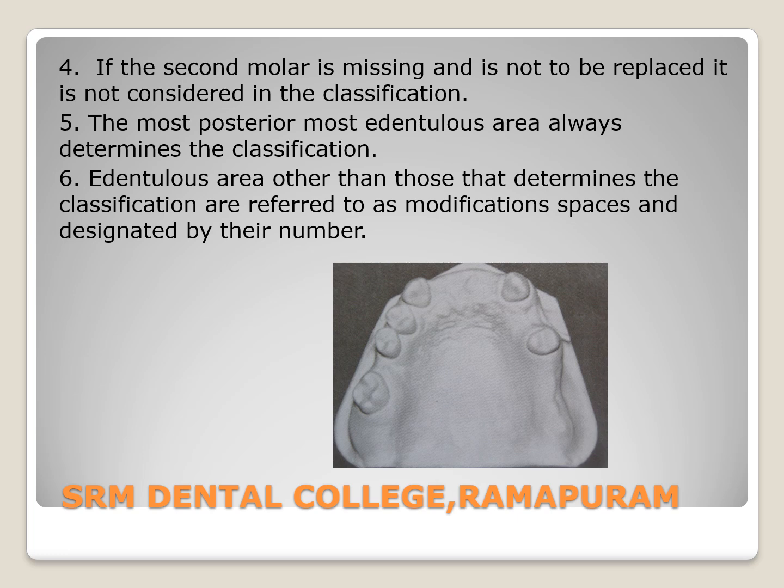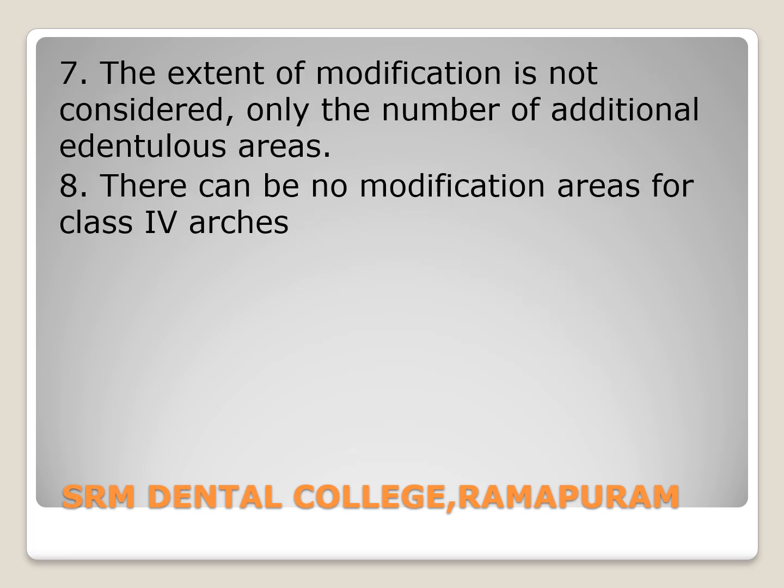Okay? Rule 6 states that edentulous areas other than those that determine the classification are termed modification spaces and are designated by their number. Rule number 7 states that the extent of modification is not considered, only the additional number of edentulous areas. And rule 8 states that there can be no modification areas for class 4 arches. These all are the rules before we classify a given condition.